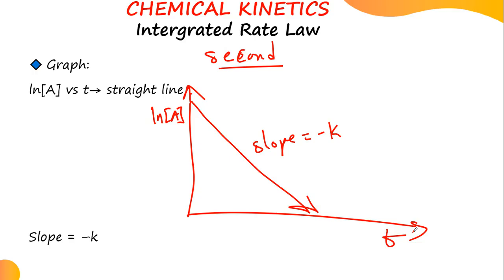Why is the slope falling? It's because the rate constant K is negative. Yes, it's decreasing with time. So for the second order, your concentration, the natural log of A, is plotted against time. If it's positive, it must be going up. If it's negative, it's falling, decreasing. Your reactant concentration is decreasing with time to form the product.